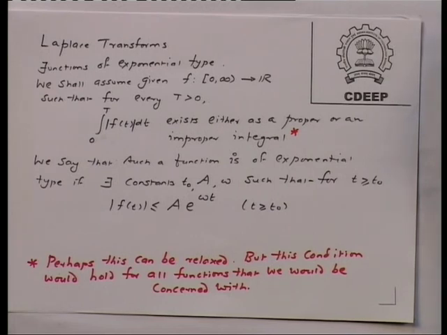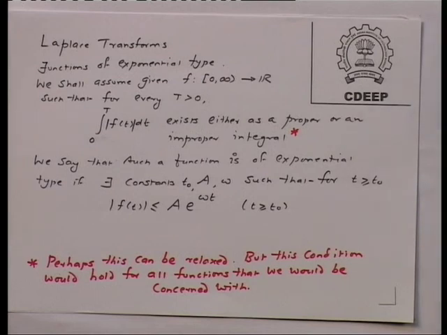Now we shall always have a function f defined on the interval 0 to infinity, taking real values. So we shall assume, given such a function f from 0 to infinity to R, such that for every t bigger than 0, the integral from 0 to t of mod f(t) dt exists either as a proper or an improper integral, right. So the function is defined on the interval closed at 0 all the way up to infinity, a real valued function defined on 0 to infinity, 0 included.